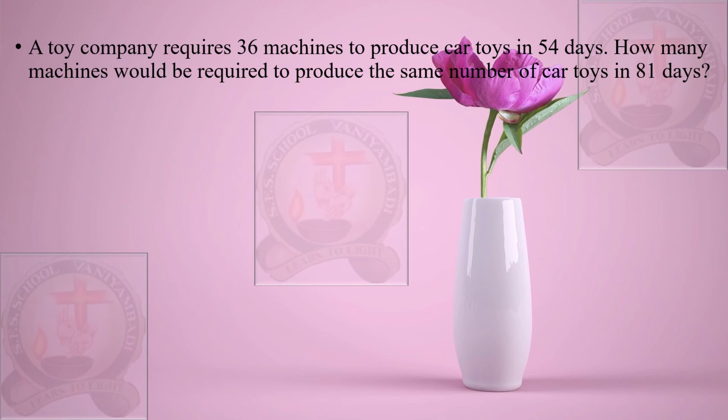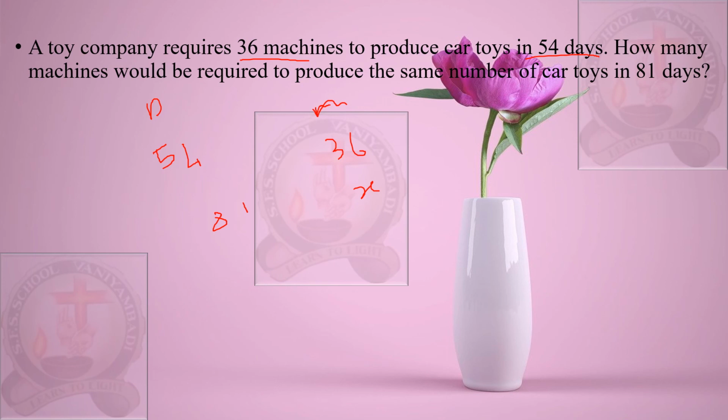A toy company requires 36 machines to produce car toys in 54 days. How many machines would be required to produce the same number of toys in 81 days? Let us understand this question. 36 machines produce the toys in 54 days. The two quantities here are days and machines. For 54 days, 36 machines. Now for 81 days, how many machines do we need? That is the question here.